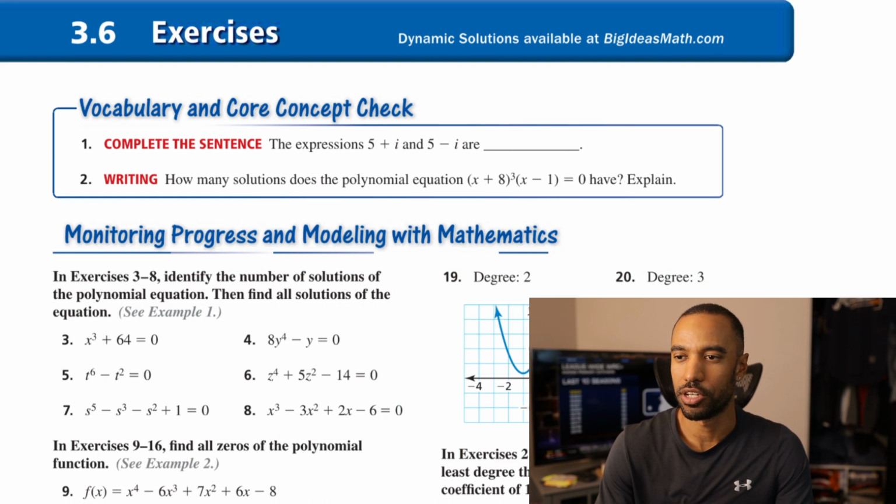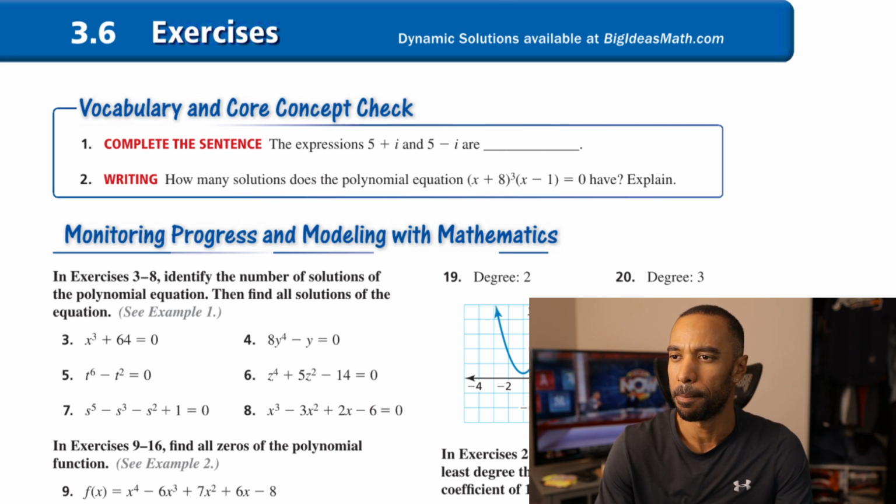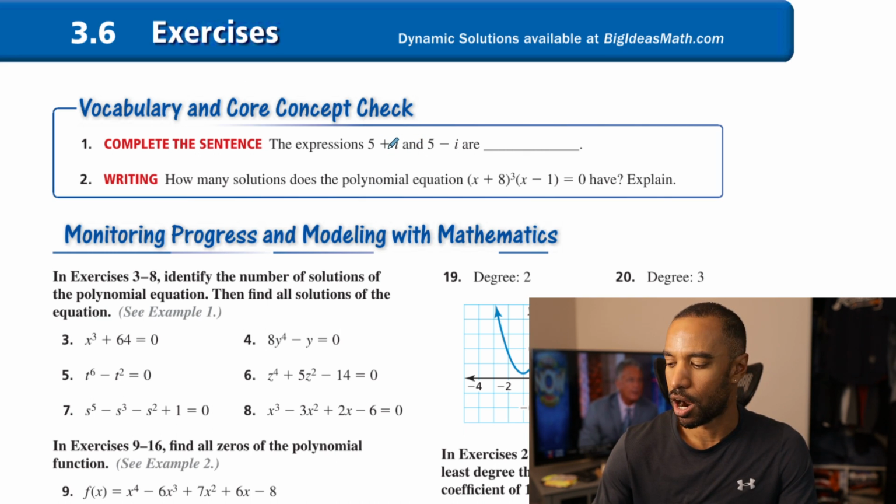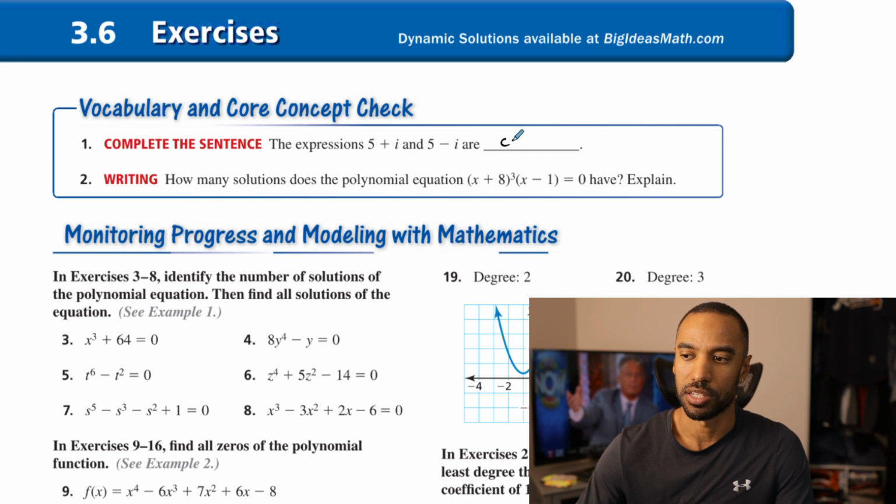So we're going to go ahead and go to the vocabulary and core concept check, and then we'll hit problems 3 through, I think, 53. So let's take a look at what we got. Complete the sentence. The expressions 5 plus i and 5 minus i are blank. These are known as complex conjugates.